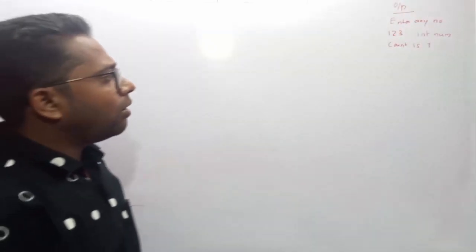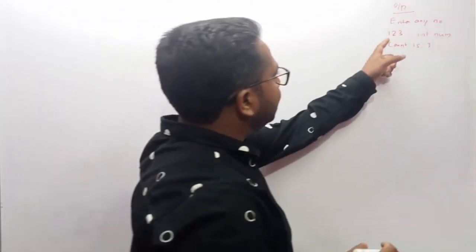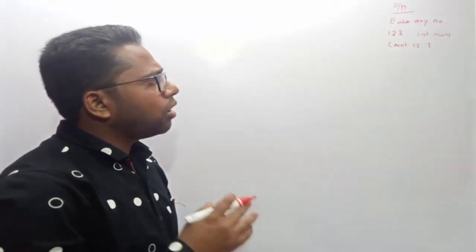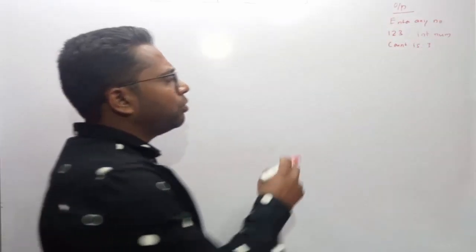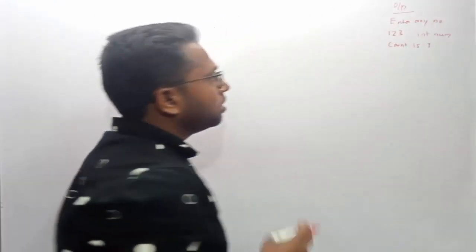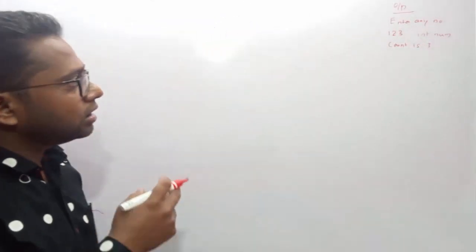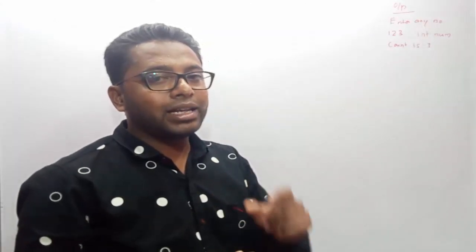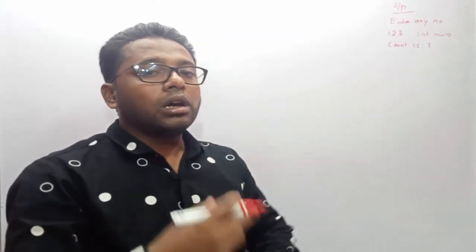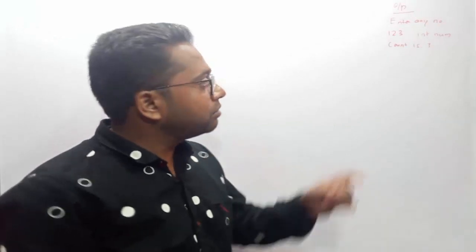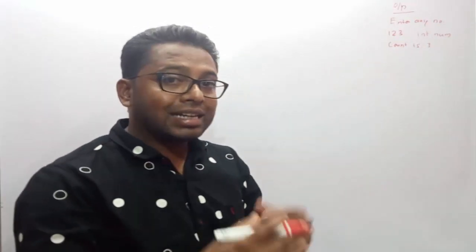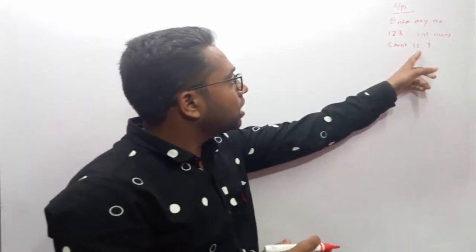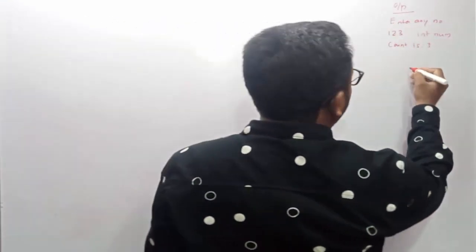Now how can I count the number of digits in 1, 2, 3? So the logic is we need to keep on dividing this number by 10 until this value becomes 0, and at the same time we will be maintaining a counter variable which will store the number of times this number gets divided by 10. With that, I will come to know the count. Let me just write it down here.